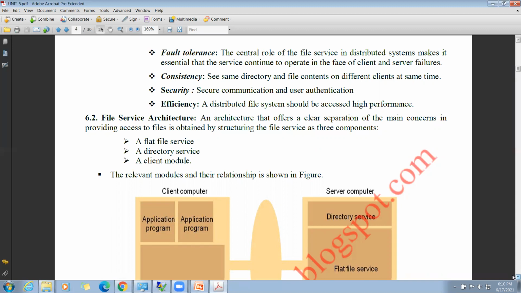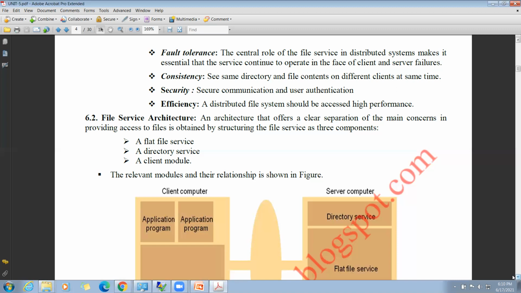Because different people or different systems are accessing the same information, for that reason, the consistency must be provided: same directory and same file contents on different clients at the same time. Okay, this is called consistency.